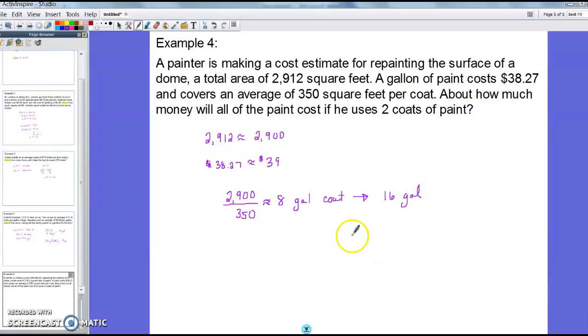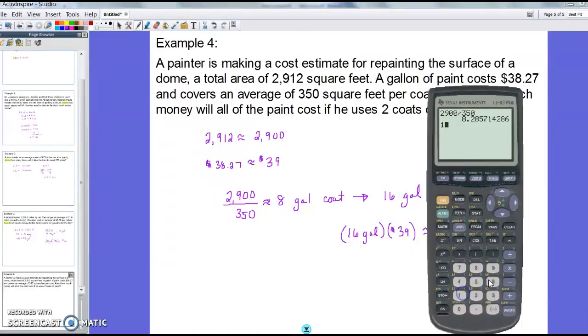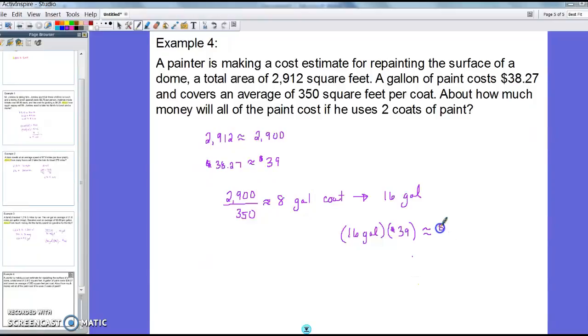Now the paint costs $39 per gallon, roughly, and I need 16 gallons. So that means my cost is going to be about, let me get my calculator, 16 times 39, and that comes out to be about $624. So that's how you're going to go about doing these estimation problems. Again, make sure you round everything first, then perform your calculations after that.